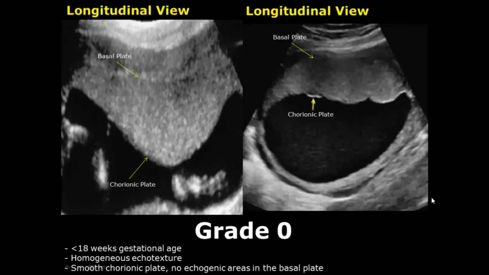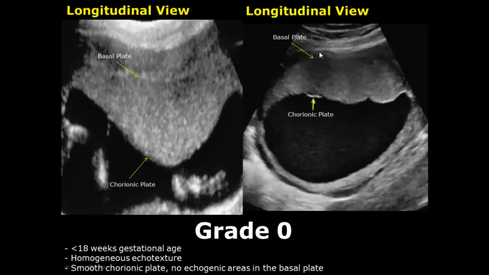The placenta is well visualized by the end of first trimester, that is around 13 weeks, and it has 2 sides. The side that is facing the fetus is the chorionic plate, and the side that is attached to the uterine wall or the maternal side, this area is the basal plate.